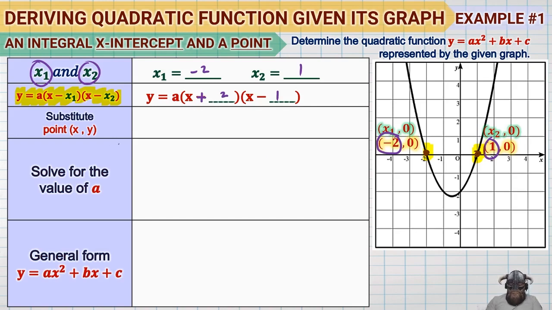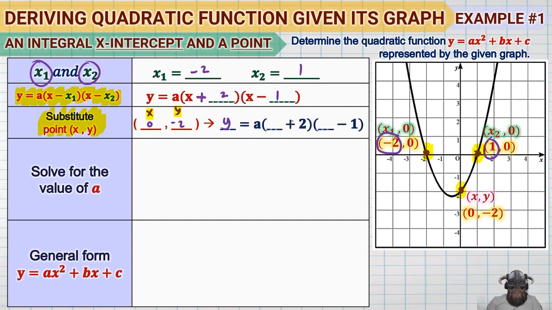Now, the next step is for us to substitute a point on the parabola xy. So, hanap muna tayo dito ng point, any point on this given parabola. So, tingin ko gamitin natin tong point na to. So, this point is 0, negative 2. So, sulat lang natin dito xy. So, yan si 0, negative 2. So, in this case, all we need to do is to substitute it as the values of x and y on this given equation above.